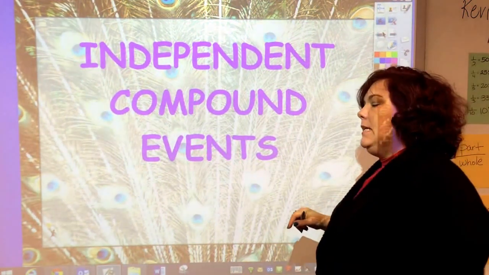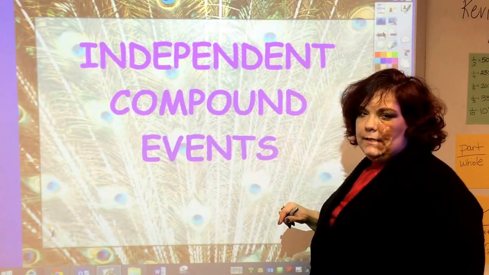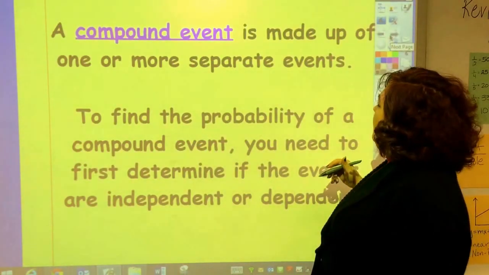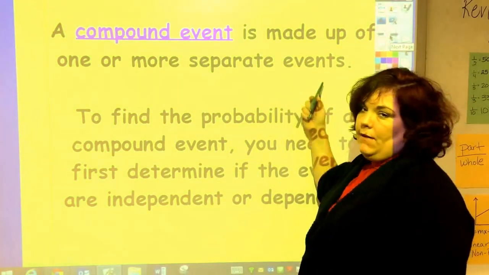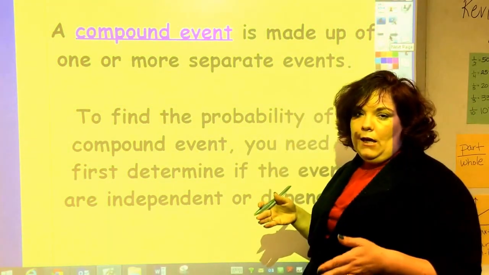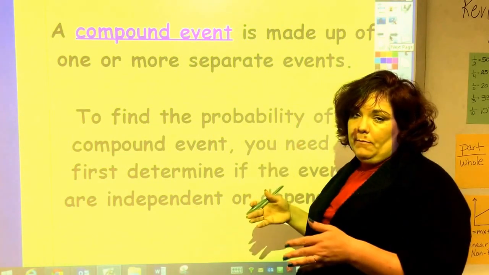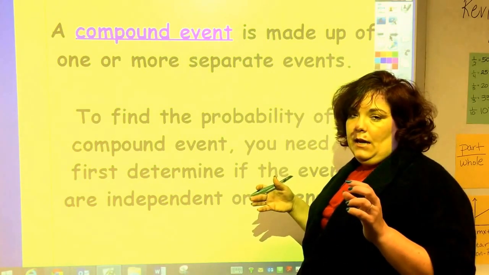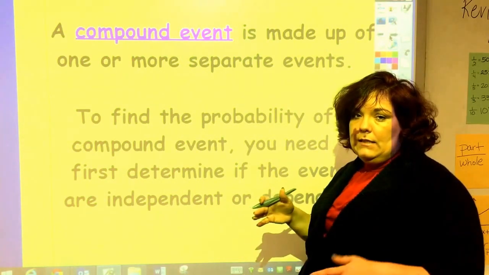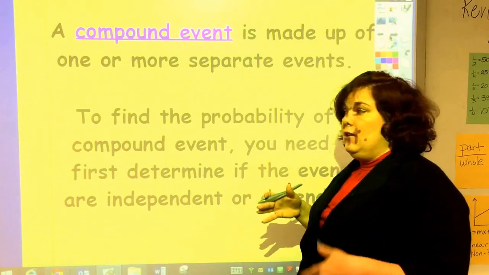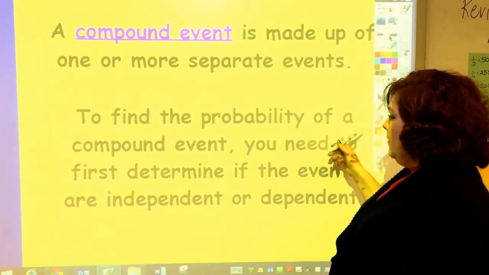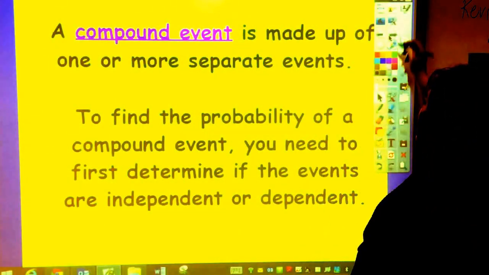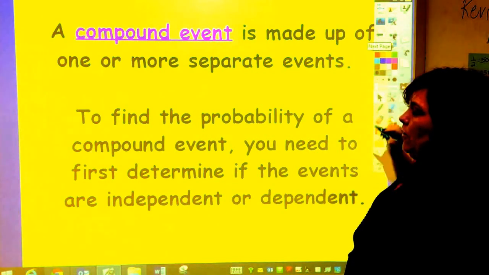Okay, so this video is on independent compound events in probability. A compound event is made up of one or more separate events. So you do one thing like roll a die and then you flip a coin. And it's the probability of the outcome you want, say a 6 and heads, what is the probability of that combination happening? To find the probability of a compound event, you need to first determine if the events are independent or dependent. And the ones that we're going to do are independent.